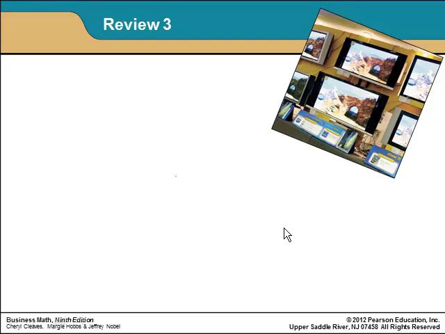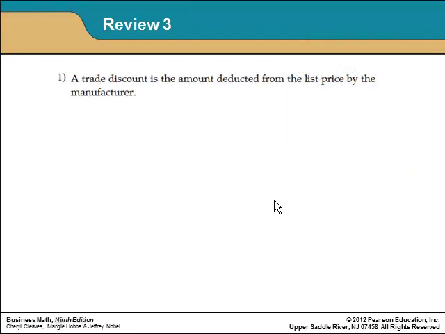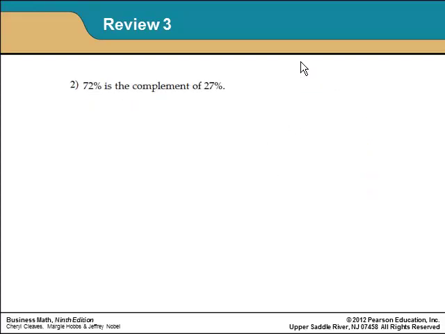All right, this is the review for Chapter 3 or Unit 3 in MBA. The first question is about a trade discount. Remember that a discount makes the price less. So a trade discount is the amount deducted from the list price by the manufacturer. That would be a sale price. A trade discount is deducted from the wholesale price by the manufacturer, so that would be false.